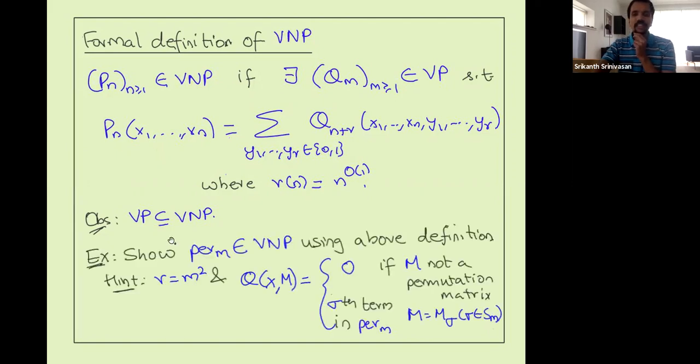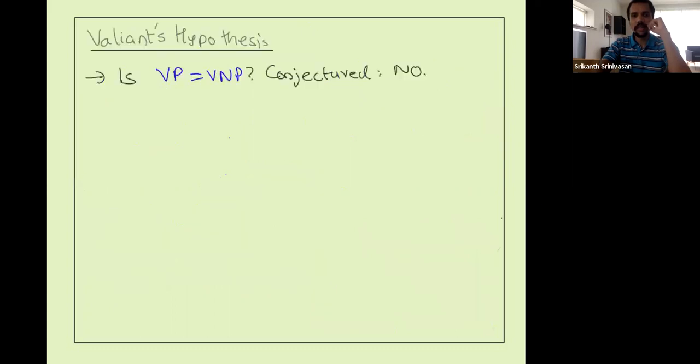If you want to get your hands on this definition, I think the best way is to prove by hand that some polynomial, let's say the permanent polynomial that we saw some time ago, is in VNP using this definition. It's a nice exercise. I've given a little bit of a hint here, so let me not get into that. Let me just conclude with my final slide.